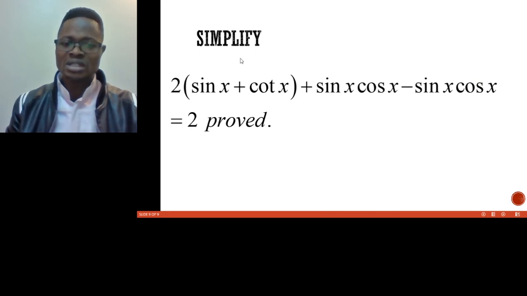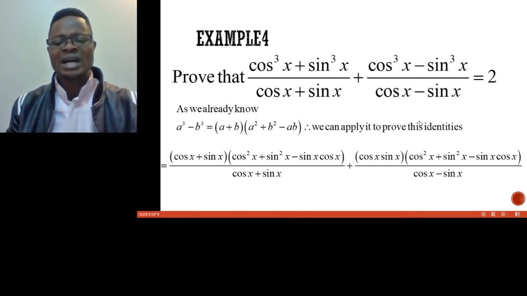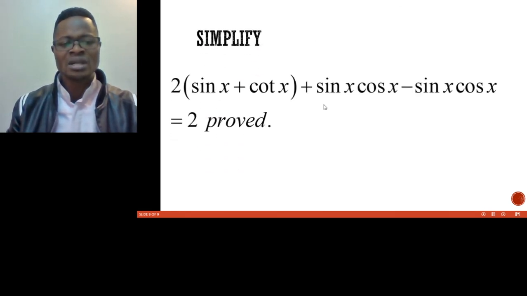So you see that the whole of this is gone. We are left with 2. So all this will be equal to 2, and we have proved from what we were given that this identity is equal to 2, and that is how we prove a trigonometric identity, and we arrive at our final answer. It is just a matter of following the concept.